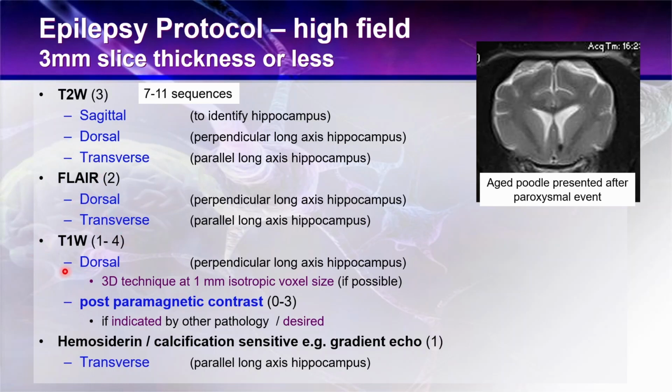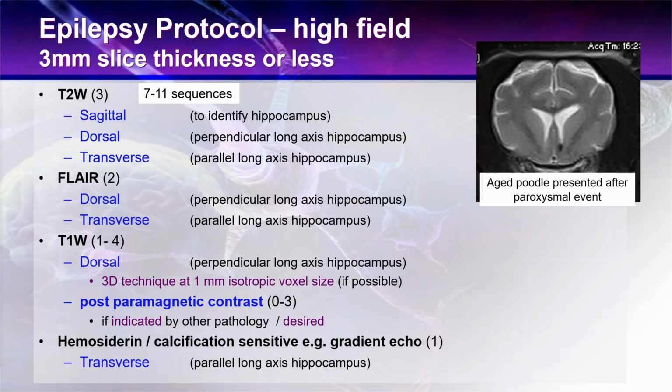And T1 weighted, because these are so good in these images, then I will cut down my sequences by just having a 3D technique at 1mm isotropic voxel size. That's actually giving me 1mm slices essentially, and it can be reorientated. And then I will give my post-contrast with that as well if I desire it. And again, that means I can MPR it and get it in different directions if necessary. And I will also include a hemosiderin calcification sensitive image, such as a gradient echo, and that's usually transverse.